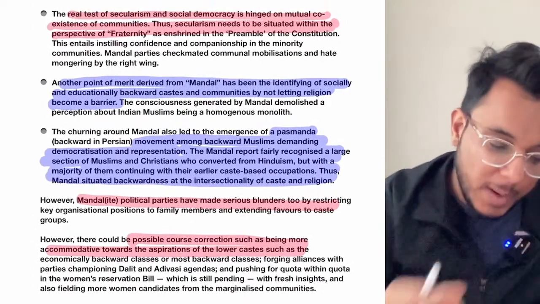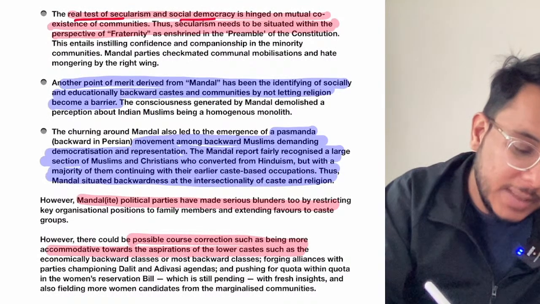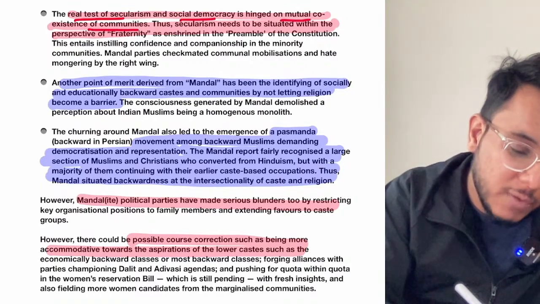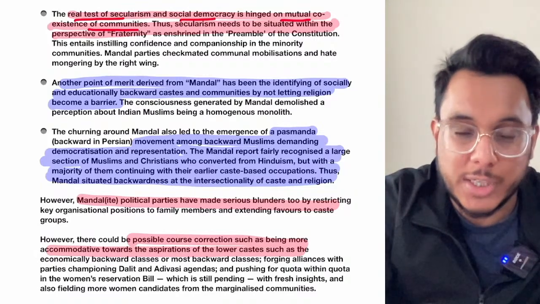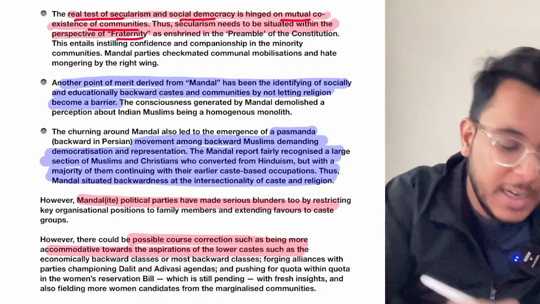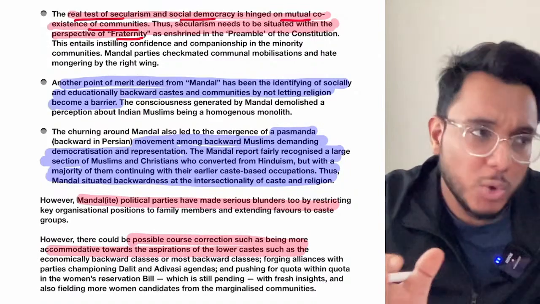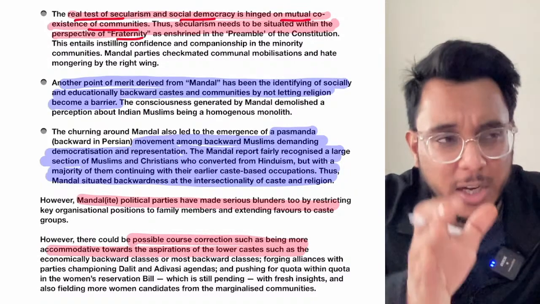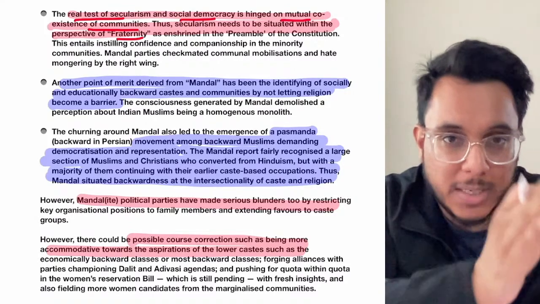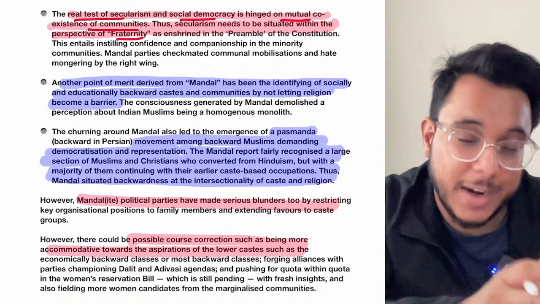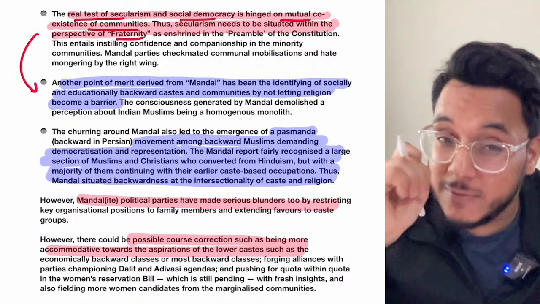Now, guys, it is being provided that the real test of secularism and social democracy hinges on the mutual coexistence of communities. Understand this particular thing. When we talk about the Indian Constitution, fraternity has been mentioned in the Preamble. The Constitution talks about focusing on development and welfare, but we do not look at what religion people follow. On the basis of religion, a person's desirability or a person's justice should not be decided. Everybody should be given justice. Now, the Mandal Commission has played a very important role, and this is a very good point.